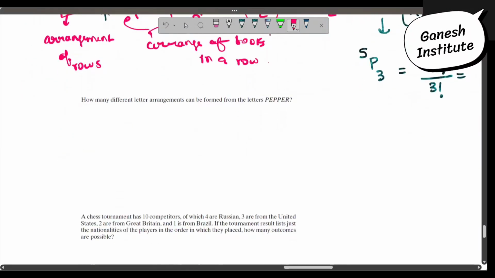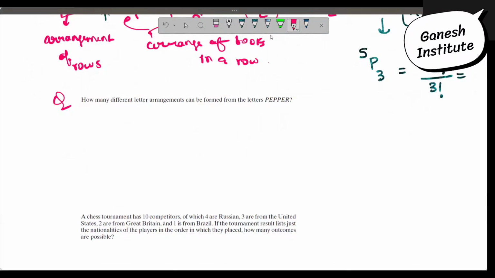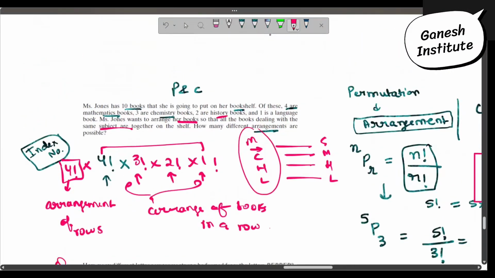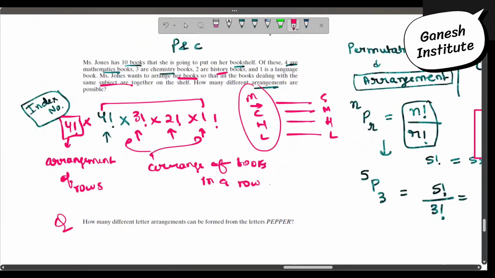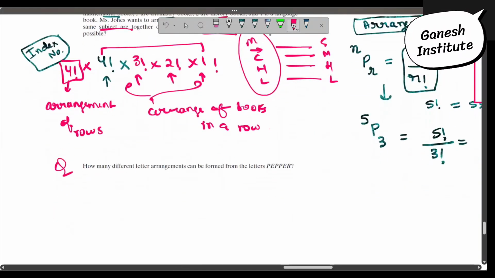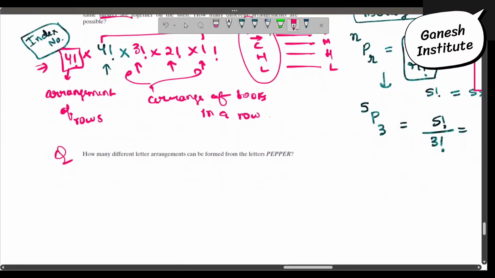Okay. Question number 2. So that's the answer. 4 factorial into 3 factorial into 2 factorial into 1 factorial. Yes, the question has only asked the number of outcomes. How many different arrangements are possible? Then you can use a calculator to solve it.